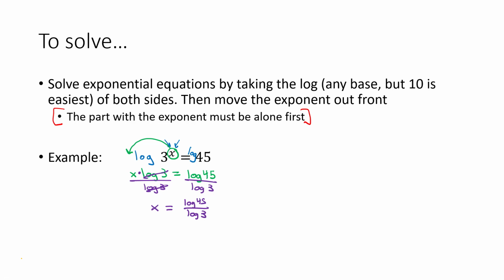So we pull out our calculators. Remember, because we chose a convenient log base 10, we can actually do this on our calculator really quick. The log of 45 divided by the log of 3, and we get x is equal to approximately 3.465.